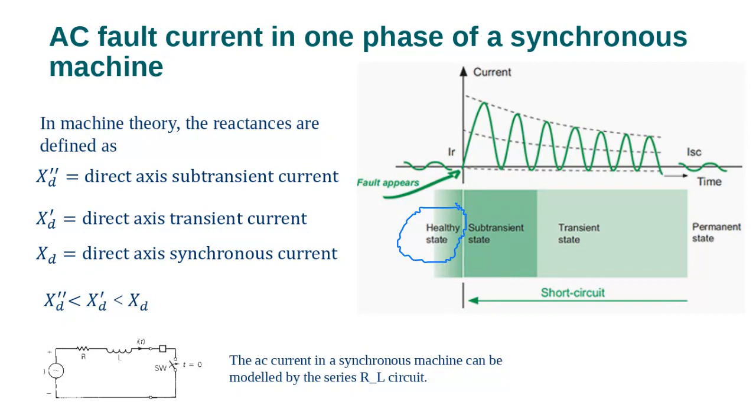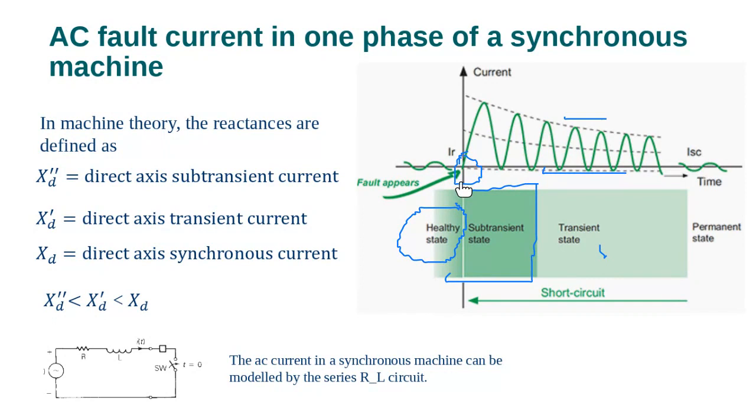Healthy state. In the healthy state, the current is at steady state. When a fault occurs, the current becomes very huge, 20 times, 10 times, whatever, at the beginning, and then decays. This part here we call the subtransient state, and this is the worst. The current is very high at the subtransient state. At the transient state it is high, and then it becomes normal at normal operation, back to normal.